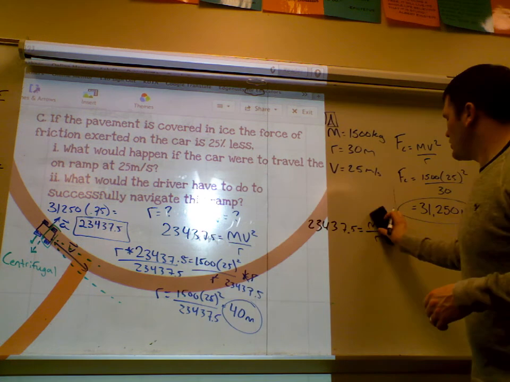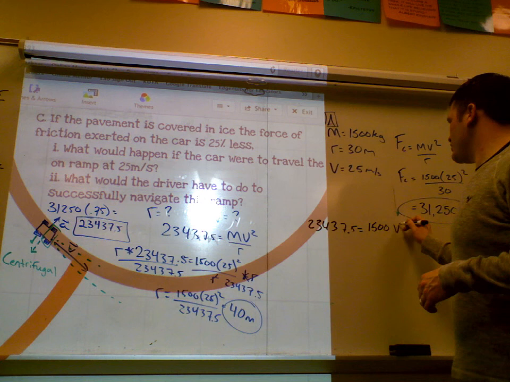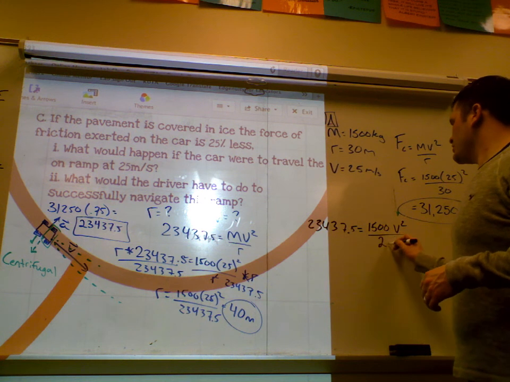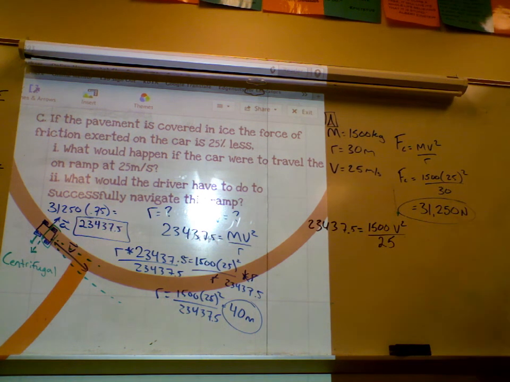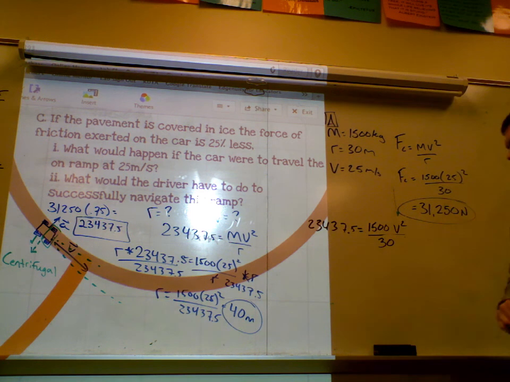Oops. Need to plug things in. Can't solve for 3 variables. 1,500 v squared over 25. Was it 25? No, it's 30. What am I doing? 30. 25 was the initial velocity.